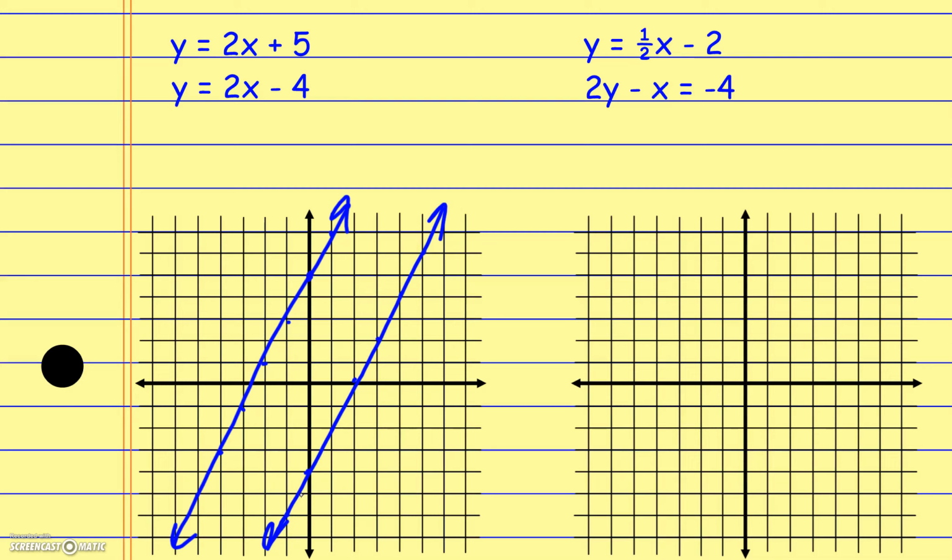And there's two things we should remember about parallel lines. First of all, parallel lines never intersect. All right? And since the solution of a system of equations is where they intersect, and these never intersect, it means I have no solution. So the answer is no solution here.